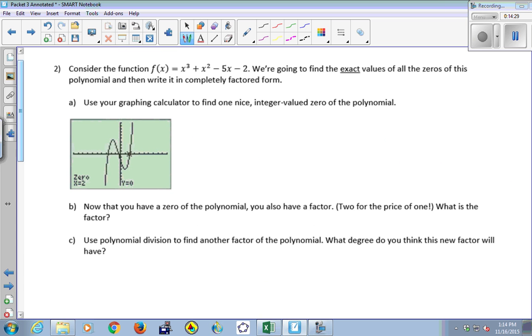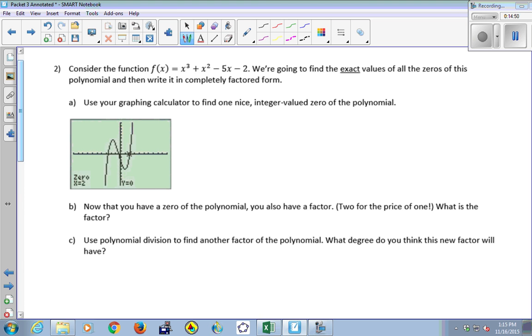All right, so here's a cubic polynomial. We're going to find the exact values, meaning no rounding anything. If there are radicals, we're just going to leave them in there. Exact values of all the zeros of this polynomial, and we're going to write it in completely factored form. So I'm doing two things, finding the zeros and factoring it.